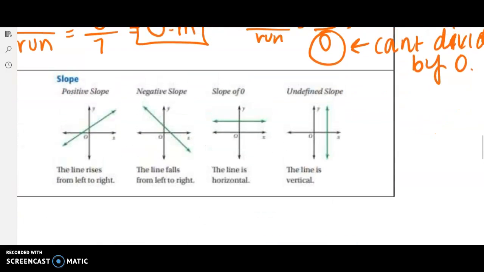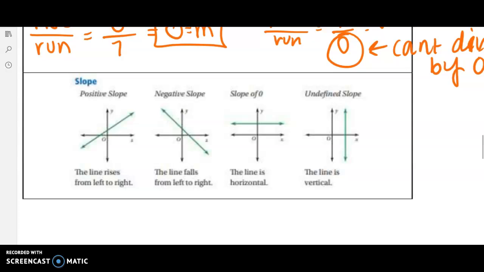So to kind of give you an idea, this is kind of like a little cheat sheet. Positive, it's going to rise when we look at it from left to right. It goes upwards. From left to right, if it goes downwards, it's negative. If it goes horizontal, it's 0, and up and down is undefined.